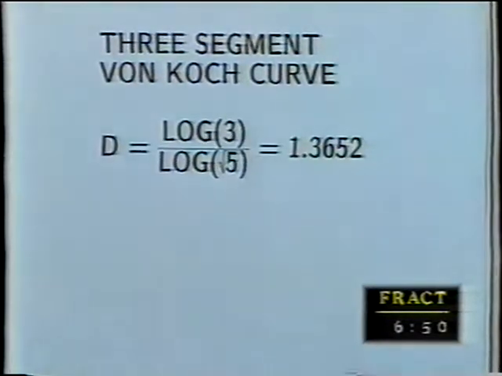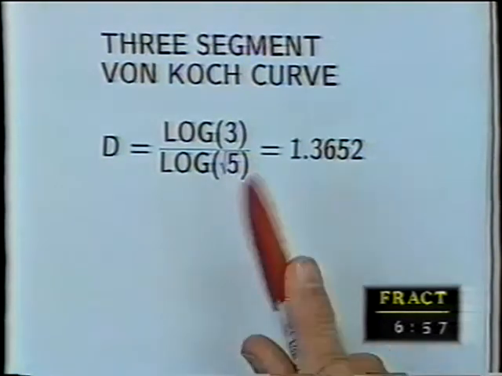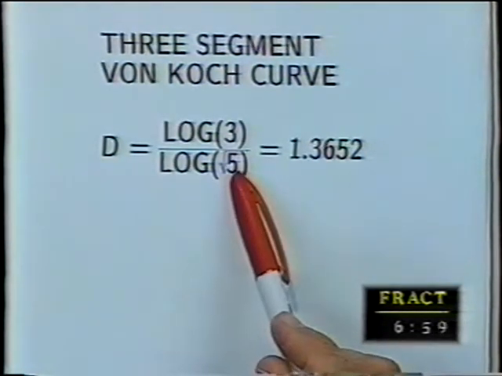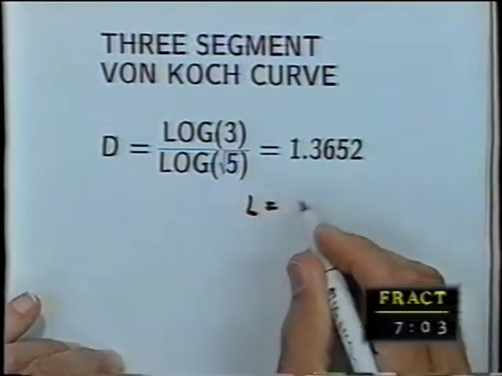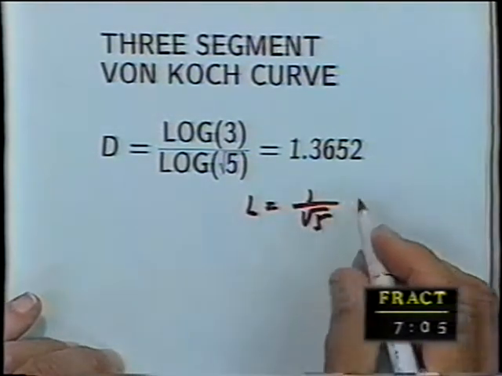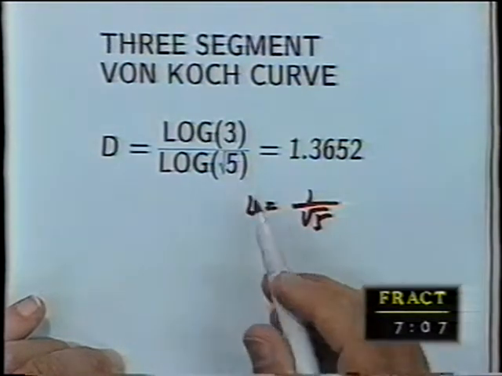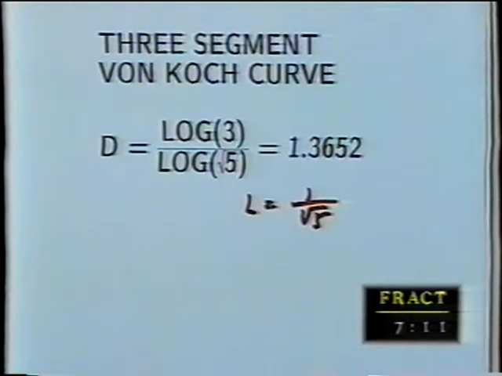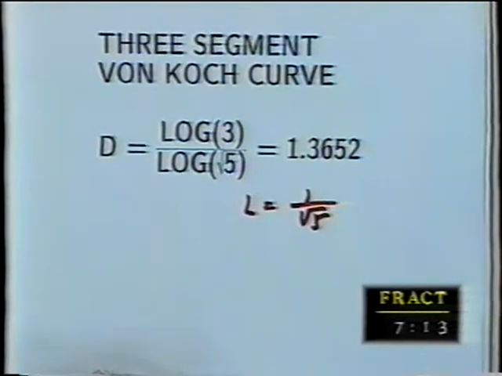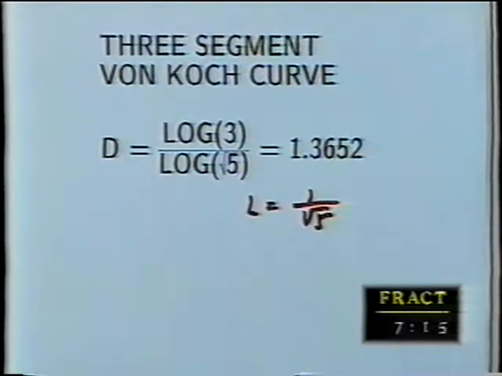Well, there's another one I'm going to show you, the 3-segment Von Koch curve. It's going to have 3 sides. Each length will be 1 over the square root of 5 of the whole length. And if you plug log 3 over log square root of 5 in here, you get 1.3652 as the dimension. Well, its dimension is between 1 and 2. It is a fractal. We're more interested in what it looks like, so let's do it.